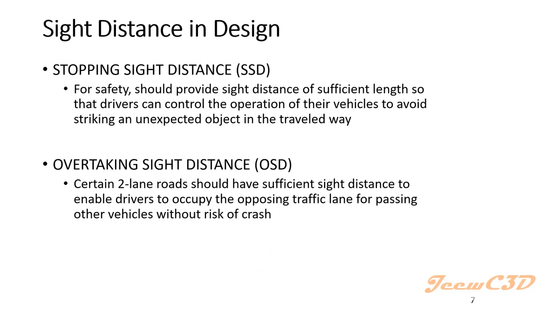Then we will look at what types of sight distances we come across in sight distance design. There are four types. One is stopping sight distance. As the name implies, stopping sight distance means when you are driving, you come across an object or obstacle. You apply brakes in your vehicle, then the vehicle decelerates and stops just before hitting the object. The distance traveled at that time, we call stopping sight distance.